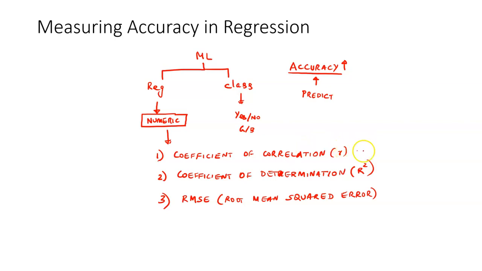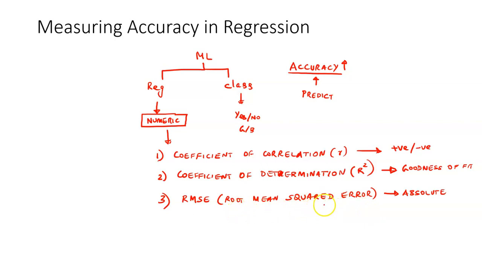R tells me whether the relationship is positive or negative, right? Coefficient of determination tells the goodness of fit. My RMSE tells me the absolute difference between predicted and actual. Suppose there are 10 data points that you have predicted, so for all the 10 data points, you find the difference between actual versus predicted, and that average is the root mean squared error.